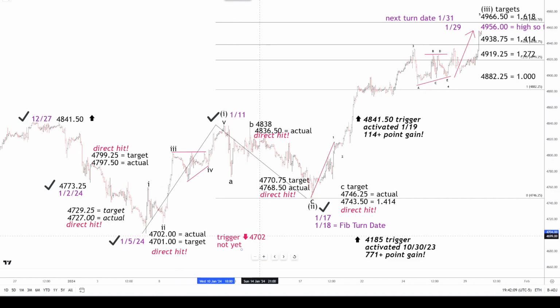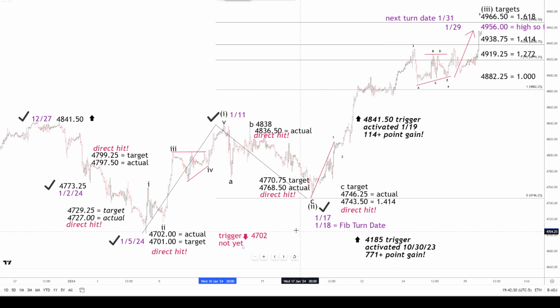Okay, we have our triggers and target. This one is sitting here waiting. No trigger yet to the downside. All we had was this upside trigger way back, almost near that low. I think it was October 27th. Our trigger was activated on October 30th, way back at 41.85. So far, 771 plus point gain from that one.